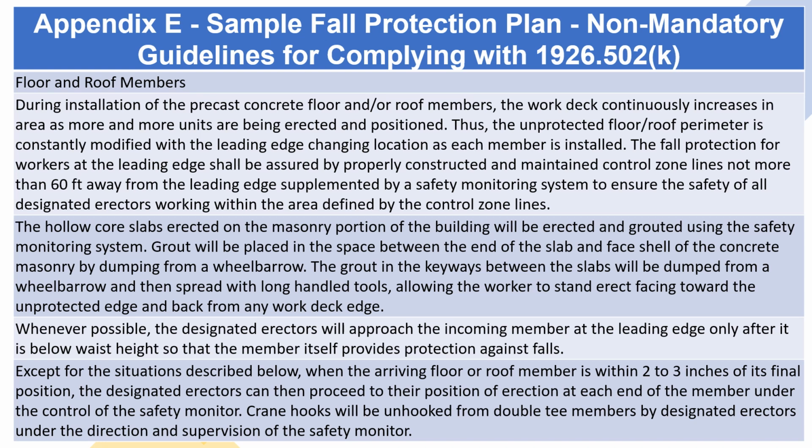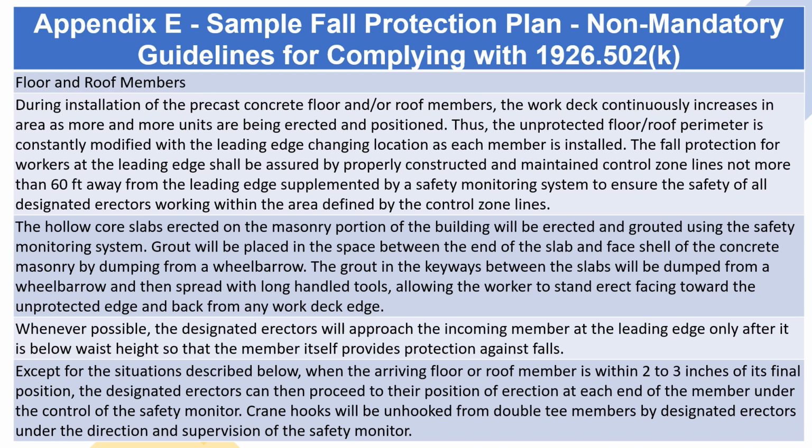Whenever possible, the designated erectors will approach the incoming member at the leading edge only after it is below waist height so that the member itself provides protection against falls. Except for the situations described below, when the arriving floor or roof member is within 2 to 3 inches of its final position, the designated erectors can then proceed to their position of erection at each end of the member under the control of the safety monitor.